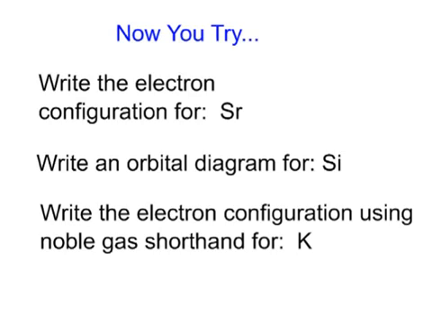So now you get to try. You can go ahead and pause the screen and write the electron configuration for strontium. Try that one. Write an orbital diagram for silicon. And write the electron configuration using noble gas shorthand for potassium. And see how you do.